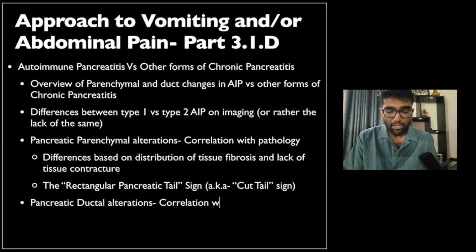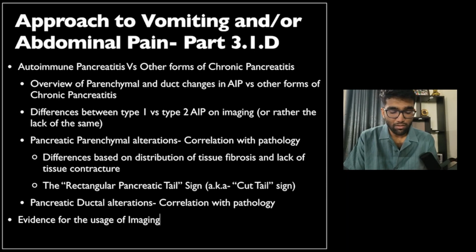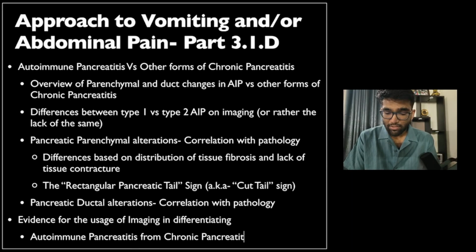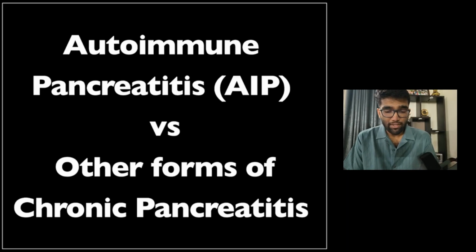We'll talk about pancreatic ductal alterations and correlate them with pathology. Then we'll talk about the evidence for the usage of imaging in differentiating autoimmune pancreatitis from chronic pancreatitis and the utility of the signs and findings that we've described before that. Okay, so getting right into it, autoimmune pancreatitis versus other forms of chronic pancreatitis.